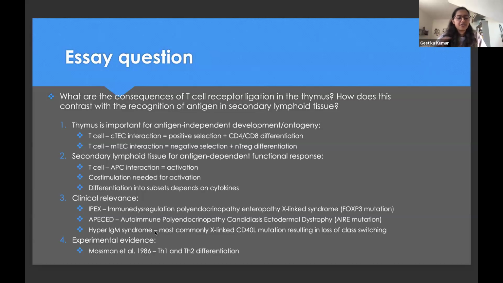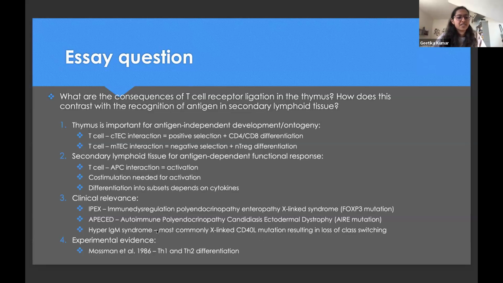And so this can be due to a variety of reasons, but the most common is where you have an X-linked mutation in the CD40 ligand gene. And so CD40 ligand interaction is one of the interactions between B cells and T follicular helper cells, which is important in the class switching activation. And so then when you don't get this signal, these cells don't undergo class switching, so they only secrete the most basic form of antibody, which is IgM.